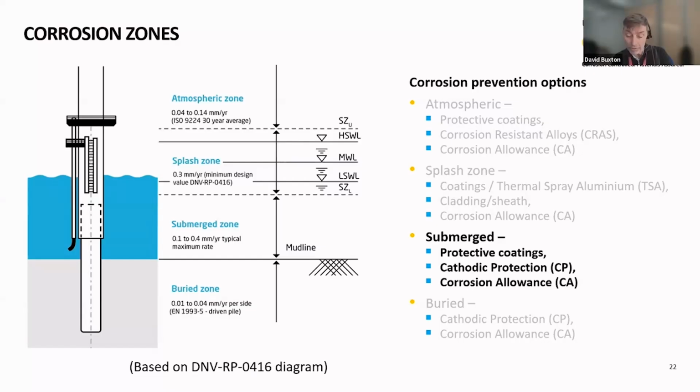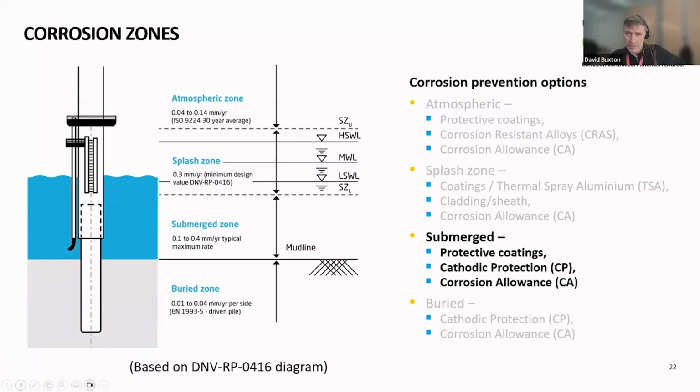The foundation and the lower part of the transition piece, and jacket legs if it's a jacket type structure. The corrosion rate will depend on the environmental conditions, to some extent temperature, and again the rate of flow, because that affects the oxygen availability on the surface.